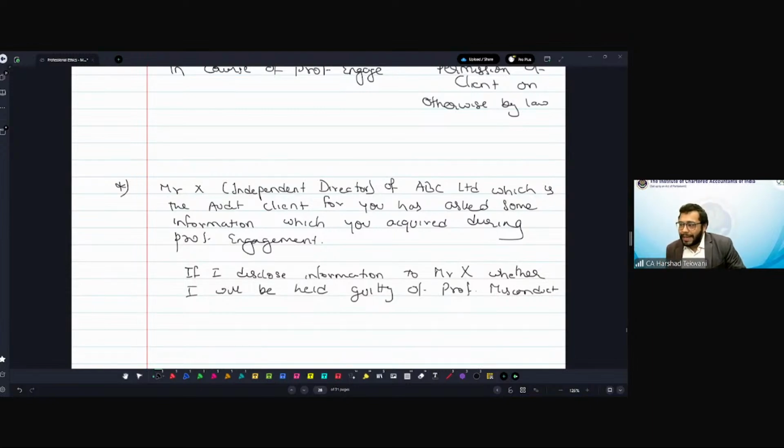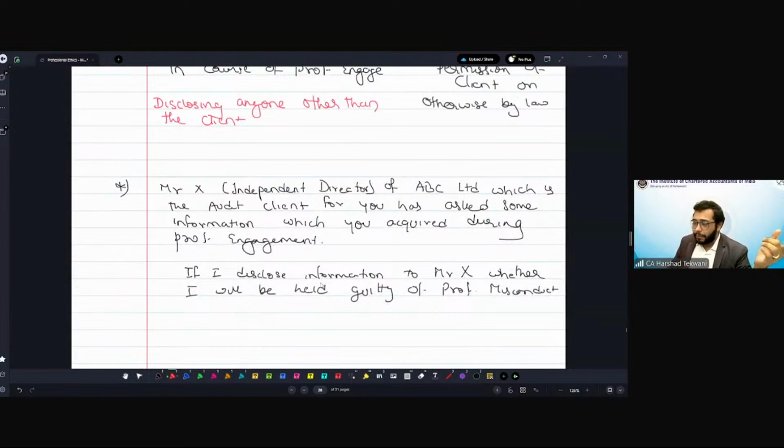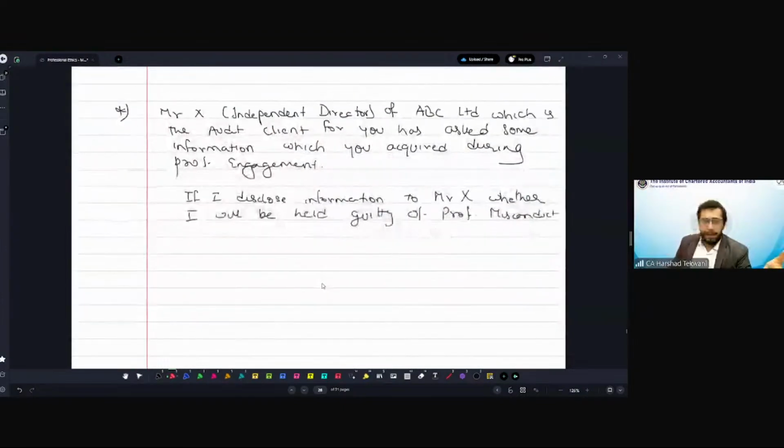So the thing is, if I disclose to anyone other than the client, okay, that part is that I'm disclosing to anyone other than the client, then only I will be held guilty. That is disclosing, I'll star mark, and this is disclosing anyone other than the client. Now let's say in this case, Mr. X could be part of your audit committee also, independent director.